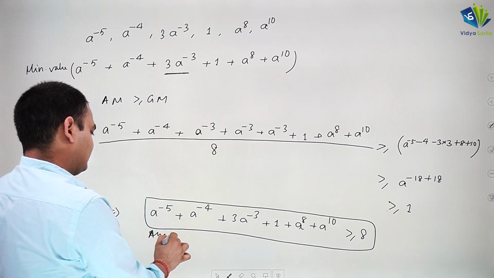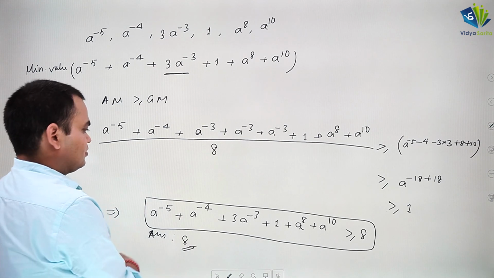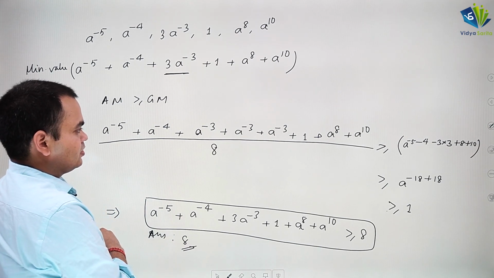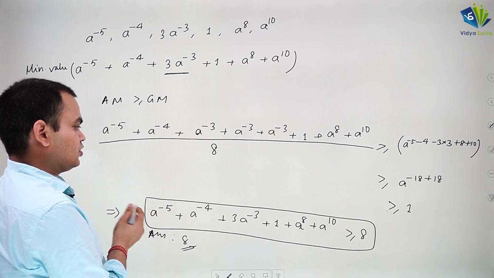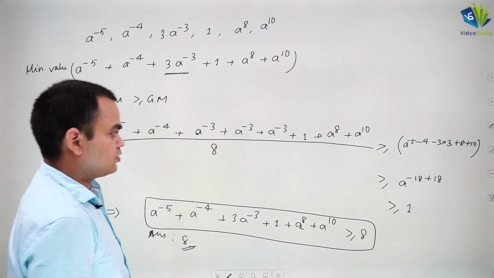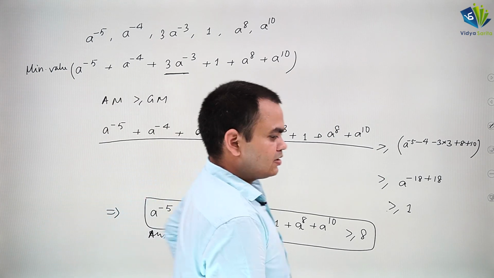Very nice question. So in this way we can apply AM greater than or equal to GM in many questions. In trigonometry also it is used. Okay, thank you very much.